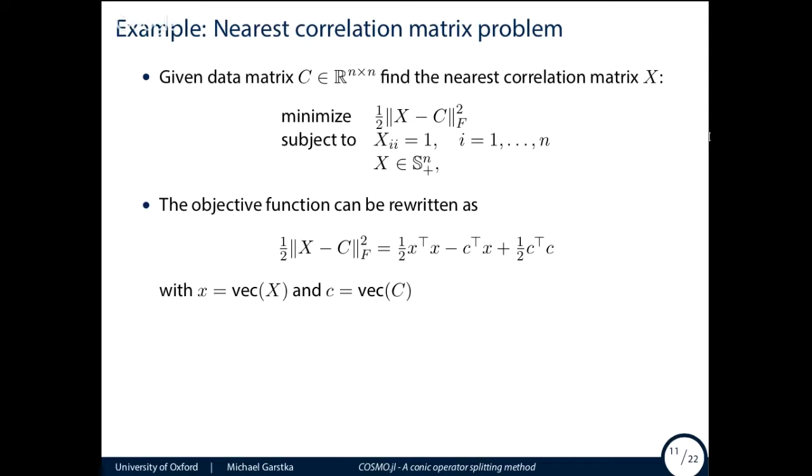So what you can then do is, if you think about the variable x, which is the matrix we're trying to find, in terms of, not as a matrix, but as a vector, so you stack the columns of the matrix into a vector, then you can rewrite the objective function as a quadratic function. And then you have a constraint on the diagonal, so they are all ones. And you say, I want this matrix to be positive semi-definite.